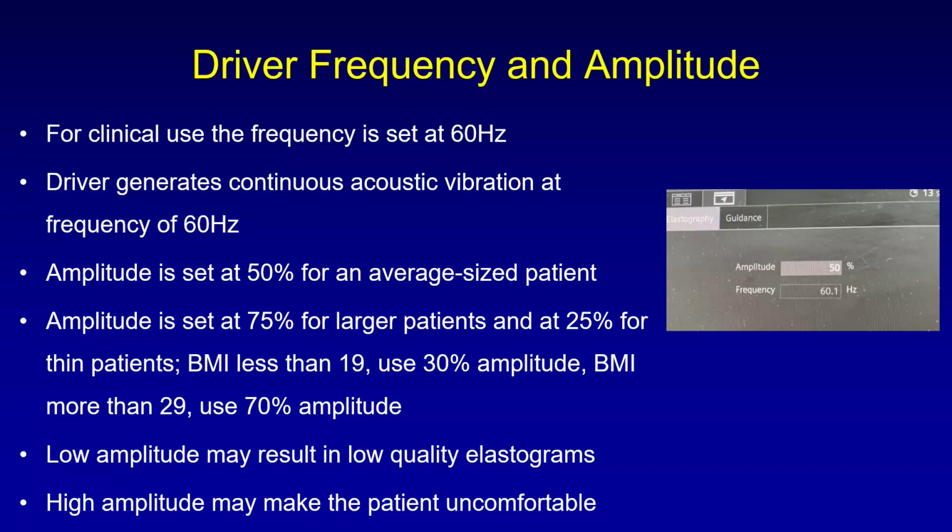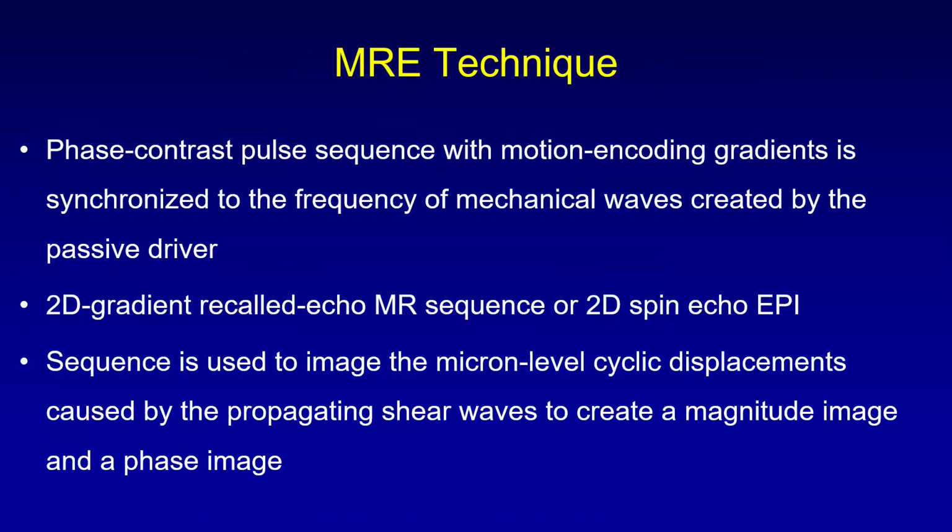the vibrations. So a phase contrast pulse sequence with motion encoding gradients is synchronized to the frequency of the mechanical waves created by the passive driver. So you can use a 2D gradient recall echo MR sequence, typically with a 1.5 Tesla, or a 2D spin echo planar imaging sequence. This is used to image the micron level cyclic displacement caused by the propagating shear waves to create a magnitude wave and a phase image.